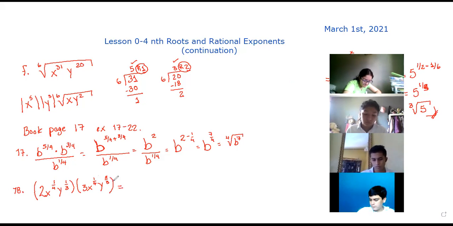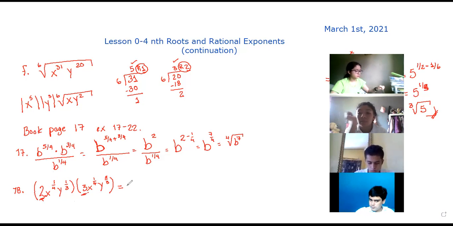Okay, so here we are going to be using the multiplication property. The multiplication property tells me that when the bases are the same as this one, you copy the base and you add the exponents. 2 times 3 is 6.